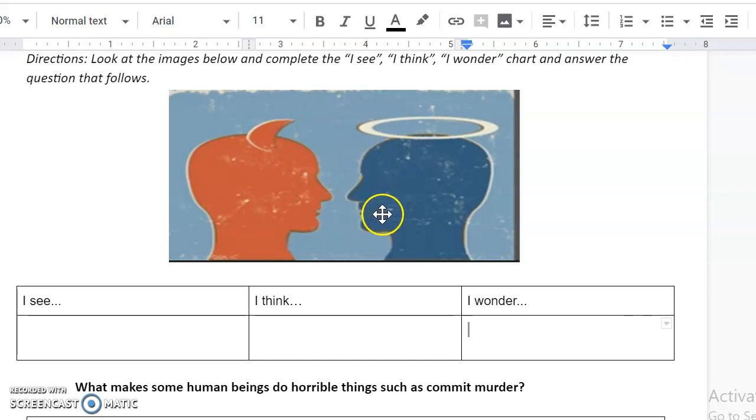But look at their noses. Are they the same? Are they different? Where do they come from? All good things to wonder. So there's not necessarily a wrong answer on here, but this is just to get our brains going.